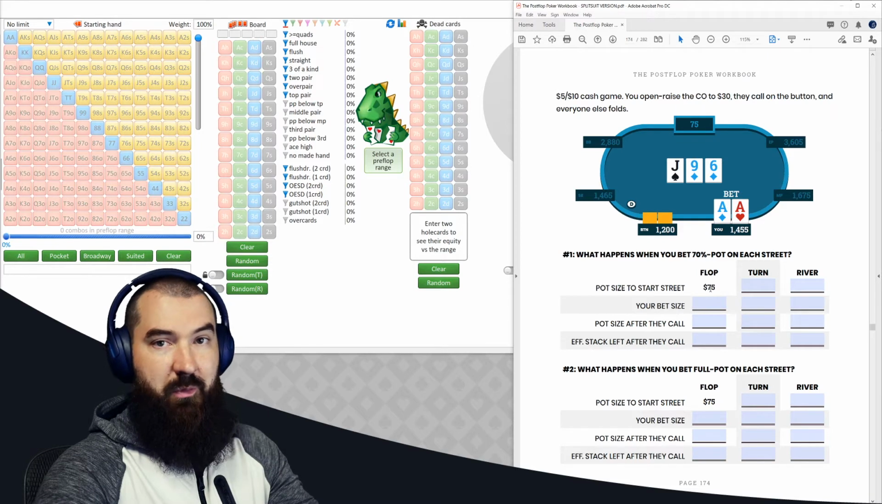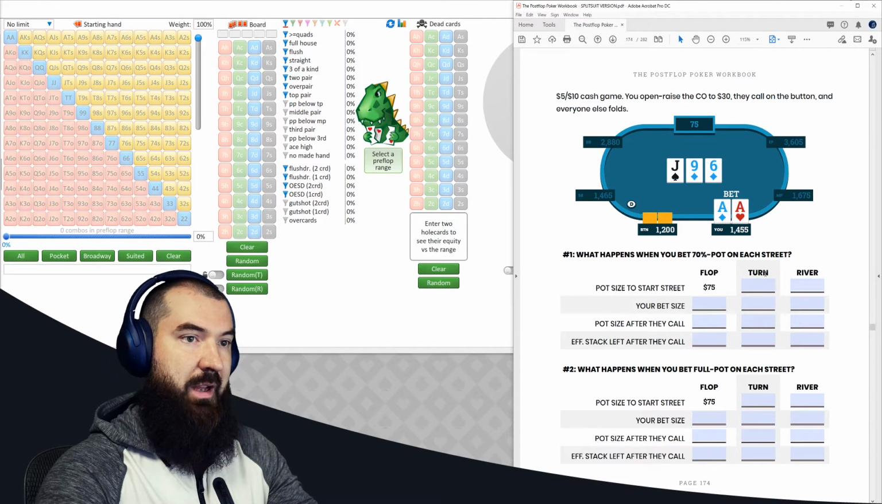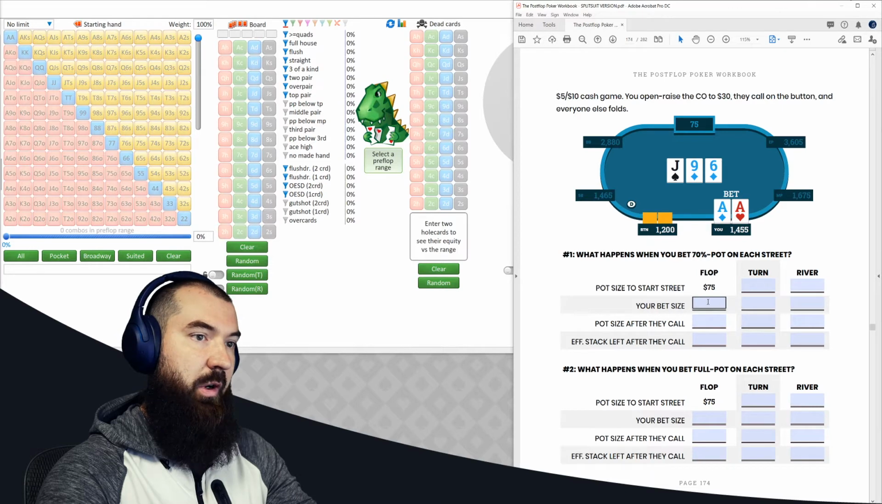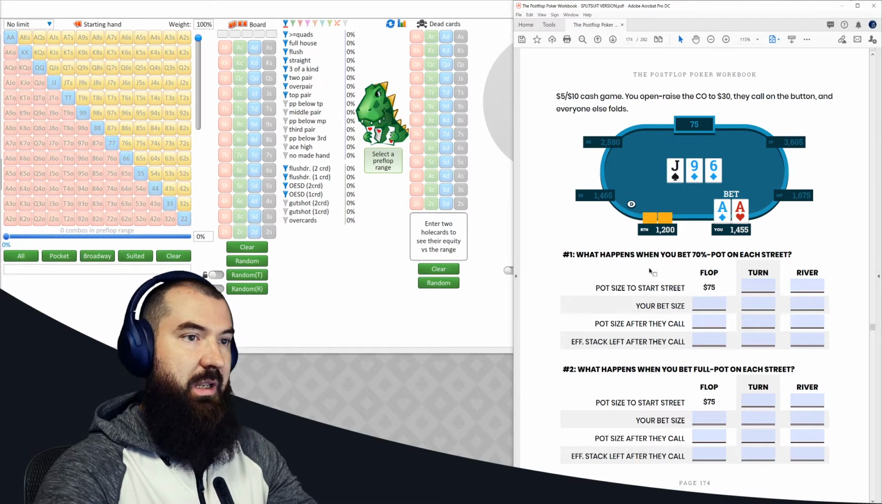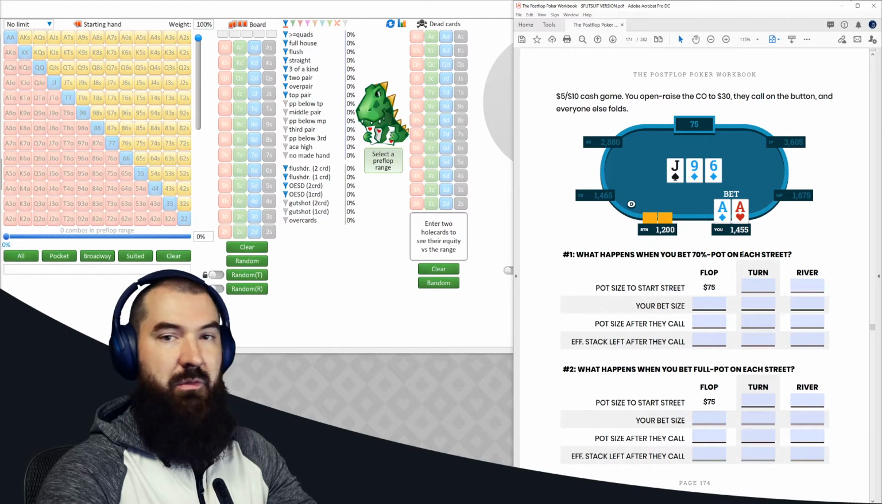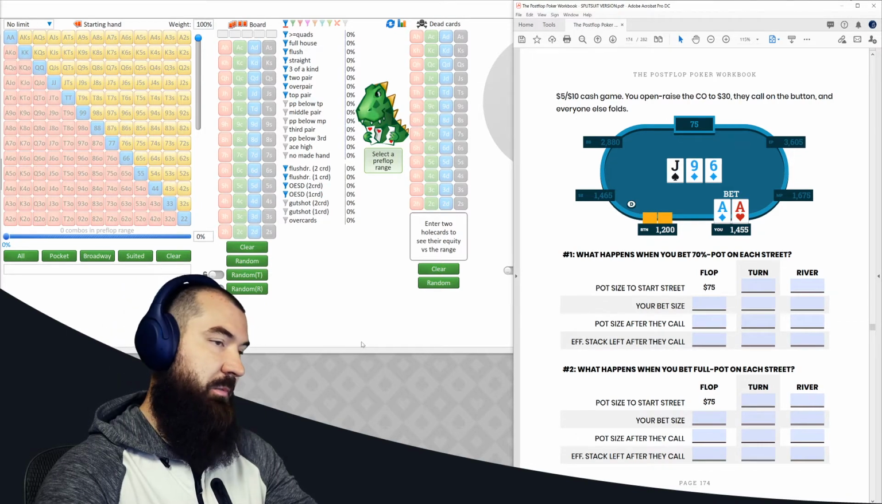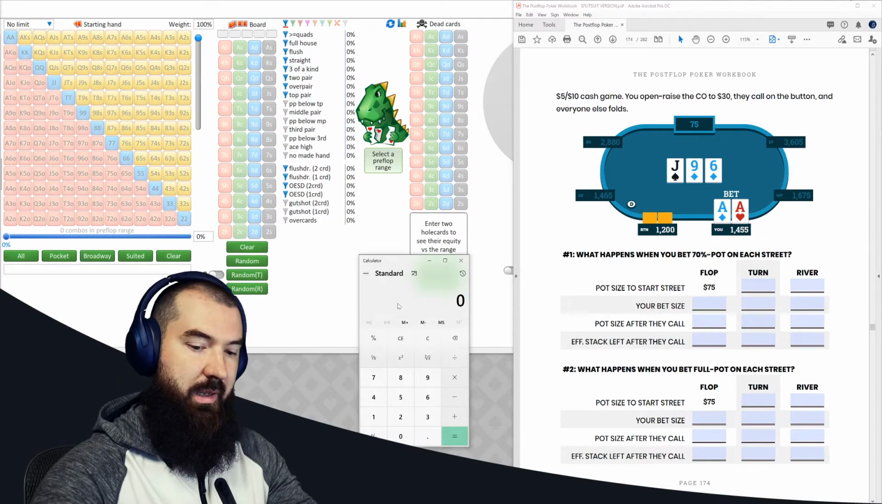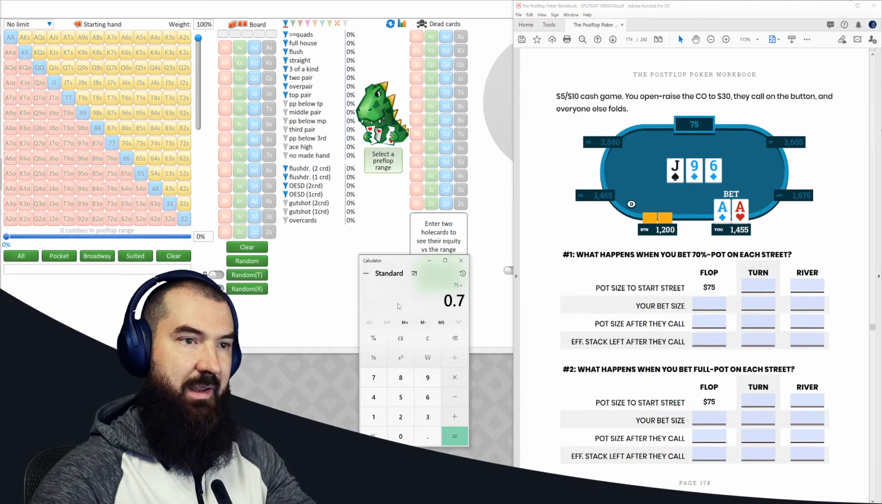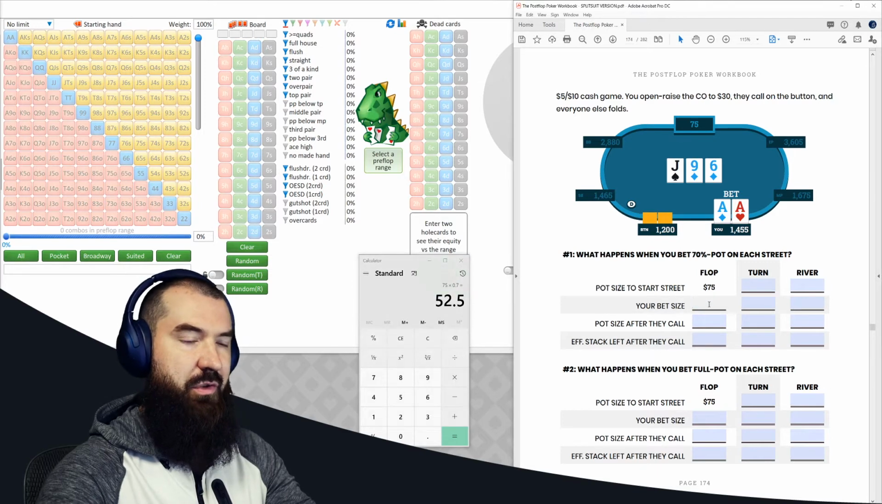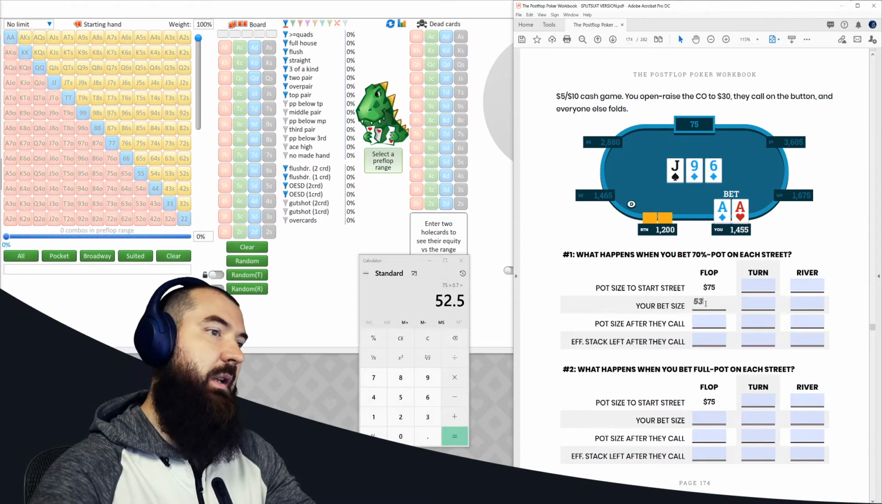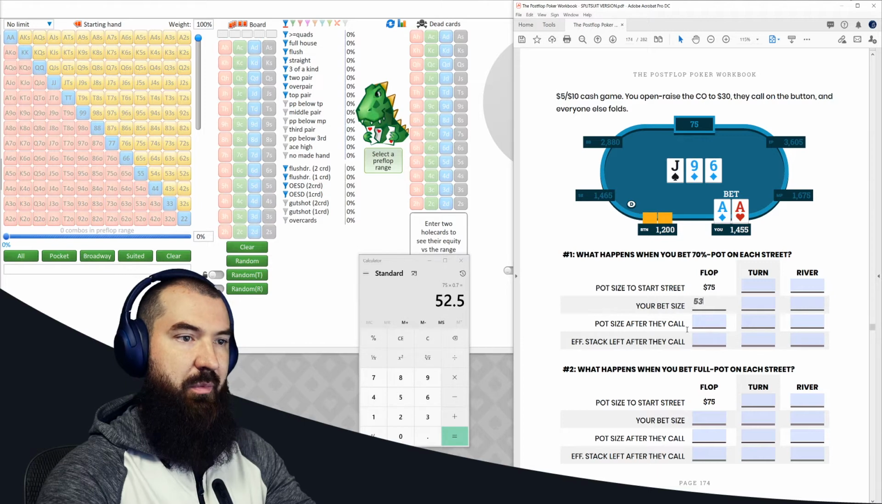And then what we're doing is we're filling out everything per street. So for the flop, the turn, the river, we're going to go through the bet size that we make, after they call what is the pot size, and then what is the effective stack after they call. So in this situation, we're taking a 70% bet strategy on every single street. And if we just pull up a calculator real quick, we could take $75 times 0.7, right? Because we're betting 70%. And you see that comes out to 52.5, rounds up to 53, and here we are.